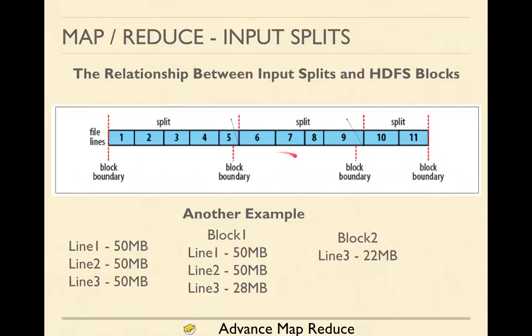Okay. Now here is another boundary. This boundary is in the 9th line, such that around 85% of the line is in the second block, and the remaining 15% is in the 3rd block. Okay.